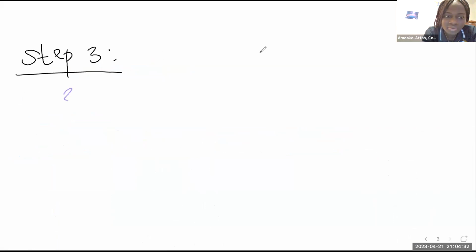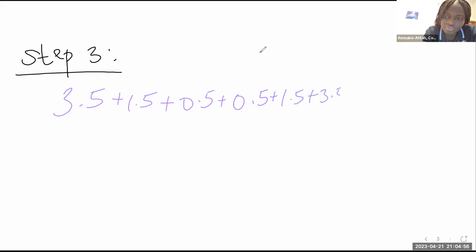Okay, so we have 3.5 plus 1.5 plus 0.5 plus another 0.5 plus 1.5 plus the last one, 3.5. If you sum this up, you are getting 11, right? All right, that is all for step 3.